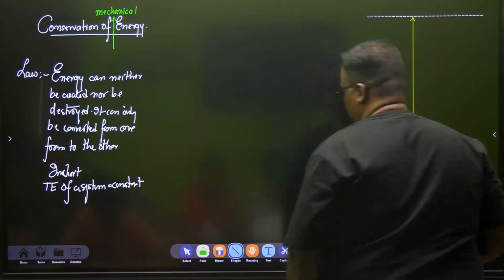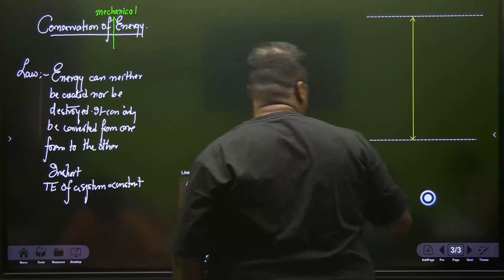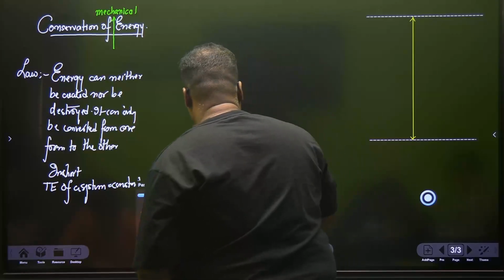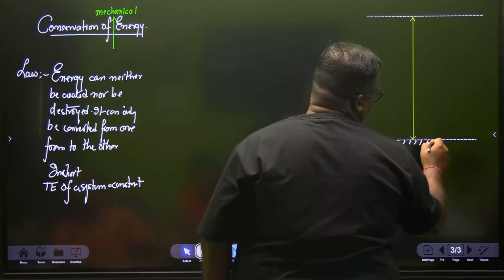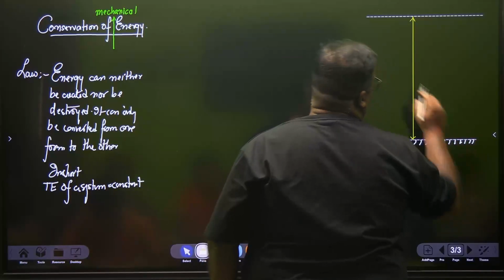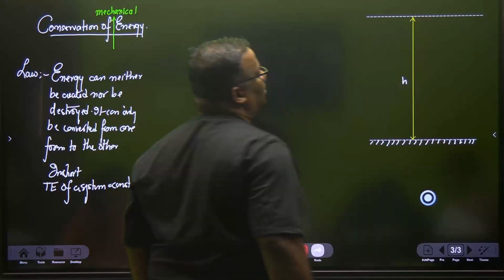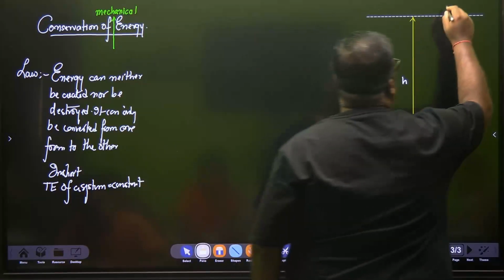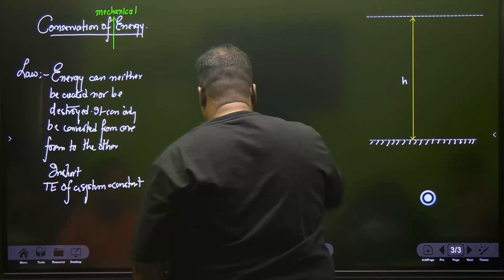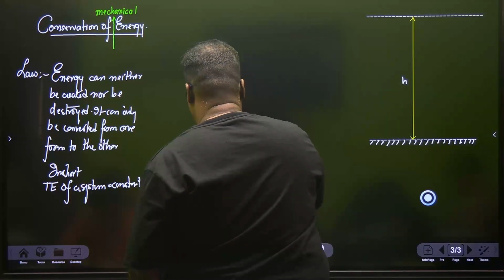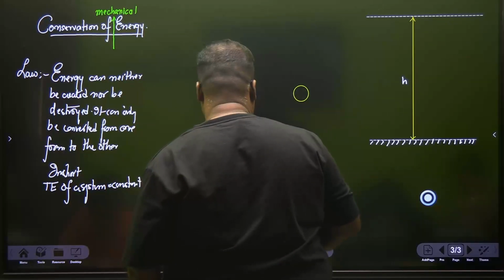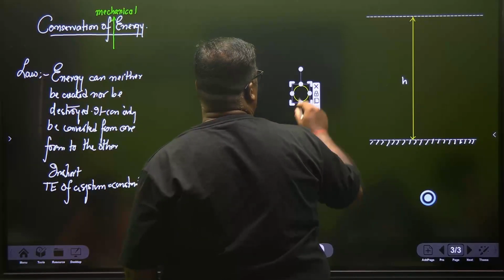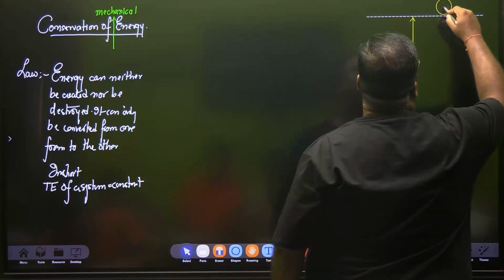These are two positions, and let us say that this is the datum position. Datum, D-A-T-U-M, means reference. This is my reference. This height is h, right? My object is a small body of mass m, and this body is first here.